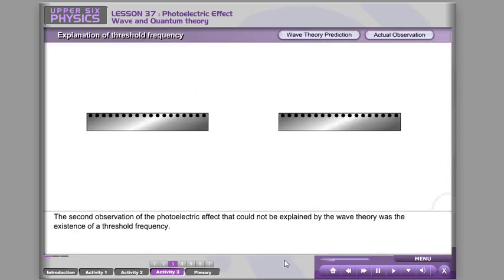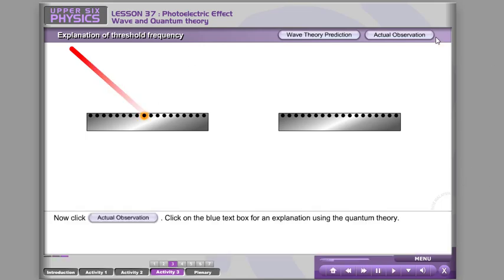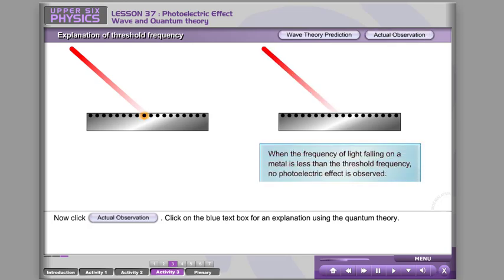The second observation of the photoelectric effect that could not be explained by the wave theory was the existence of a threshold frequency. According to the wave theory, photoelectric effect should occur at any frequency. Since light wave is a continuous form of energy, the surface electrons will eventually acquire enough energy to escape. Now click the wave theory prediction button. Now click the actual observation button. Click on the blue text box for an explanation using the quantum theory.